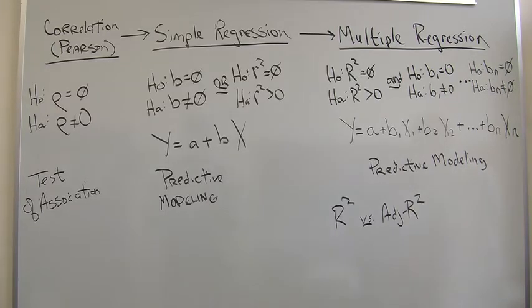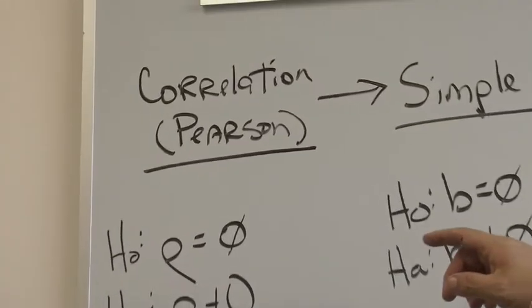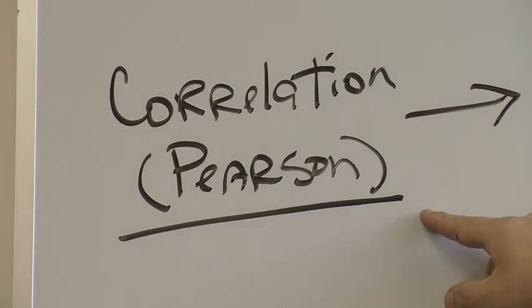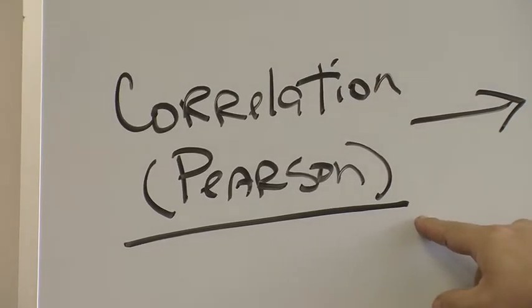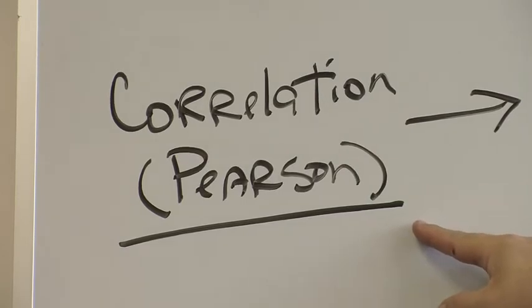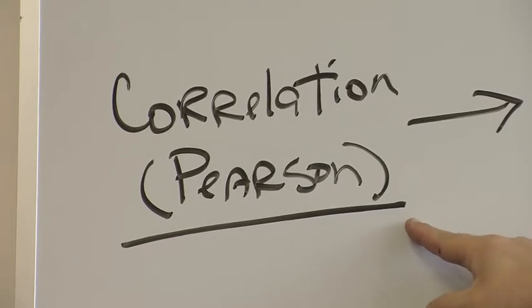So what I want to first do is talk briefly about the correlation analysis. And let me remind you that when I use the term correlation, implicitly I'm talking about the Pearson correlation coefficient. I will teach you later about the Spearman rank order correlation coefficient. But just as a reminder, correlation analysis is a test of association.